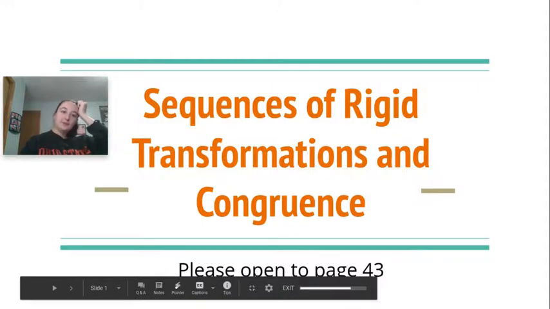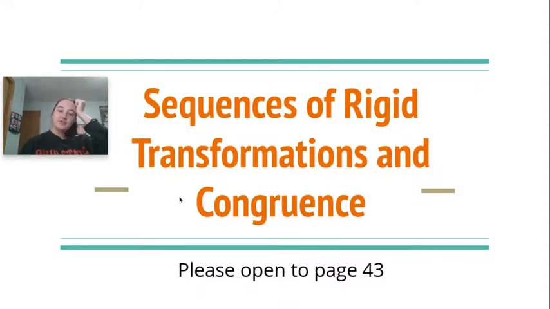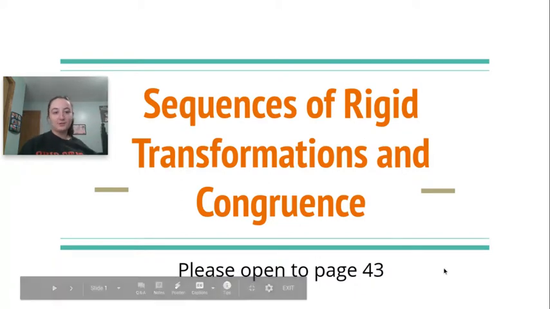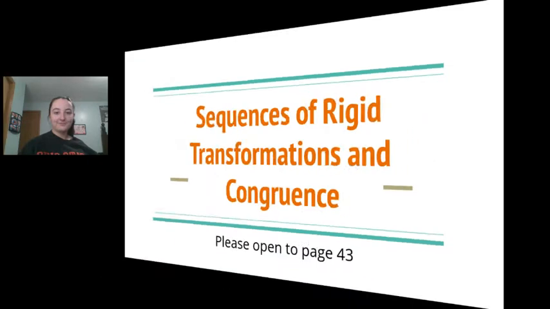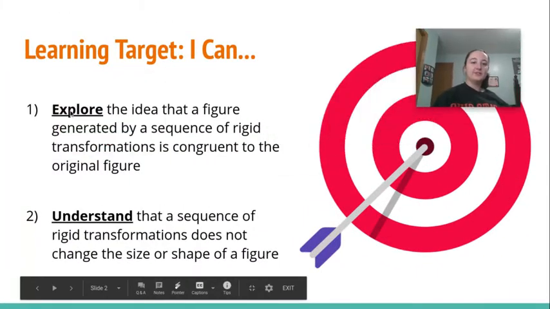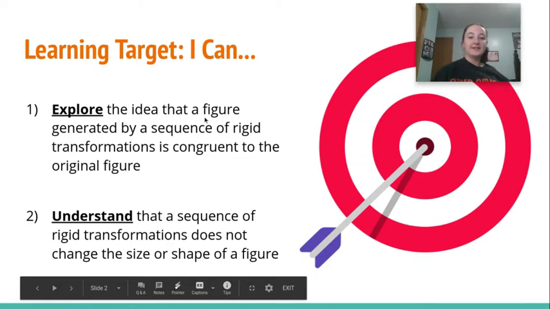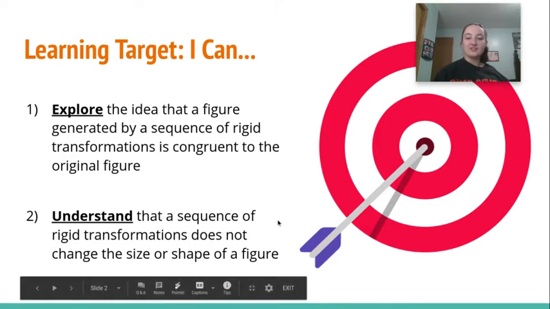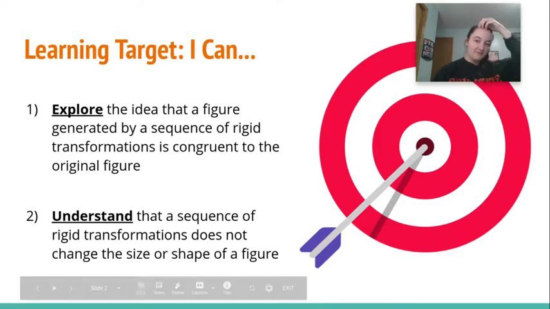So today we are going to be talking about sequences of rigid transformations and congruence, so go ahead and open up your book to page 43. For our learning target today, we are going to explore the idea that a figure generated by a sequence of rigid transformations is congruent to our original figure, and understand that a sequence of rigid transformations does not change the size or the shape of that figure.